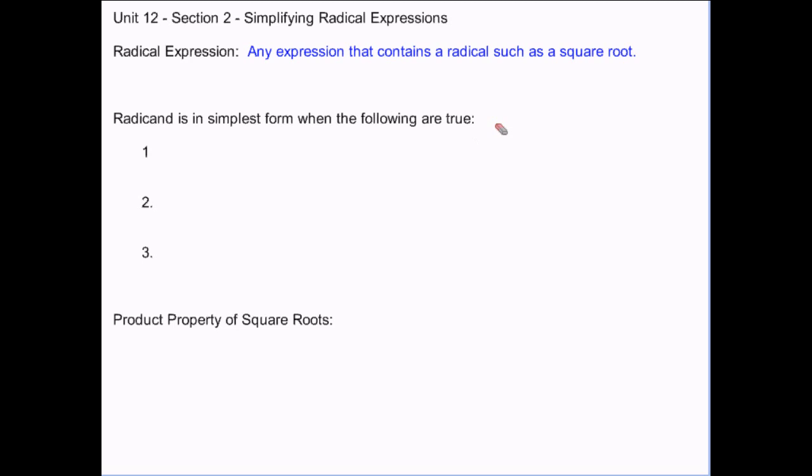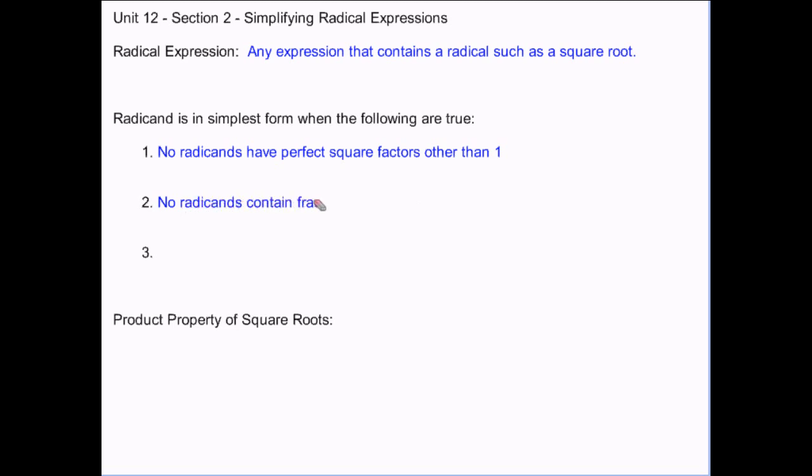So first you need to decide if it's already in simplest form. The radicand is in simplest form when there are no perfect square factors other than 1, which means that if you factor it, for example, 3 is 3 times 1. The only perfect square in there is 1, so you can't simplify it any further. But if you had 9, that's 3 times 3, so you have a perfect square factor, and you can take it out. If you had, for example, 12, that's 4 times 3. 4 is a perfect square, so it's not simplified.